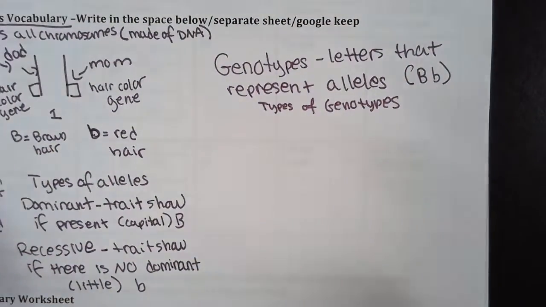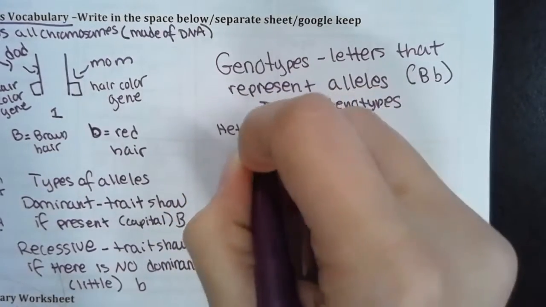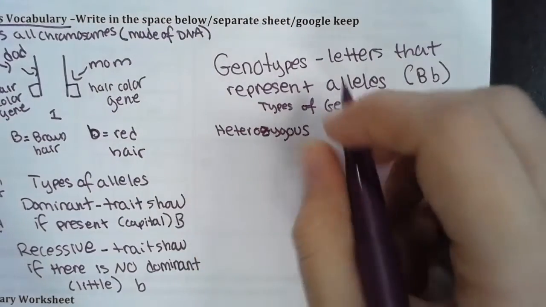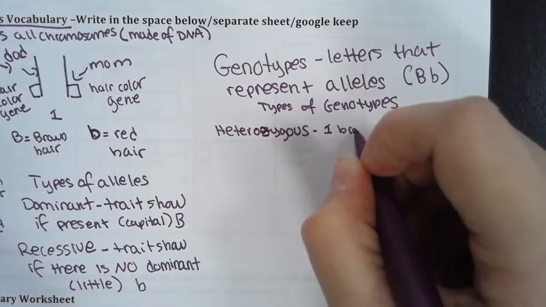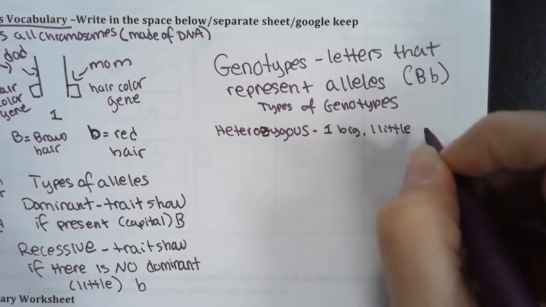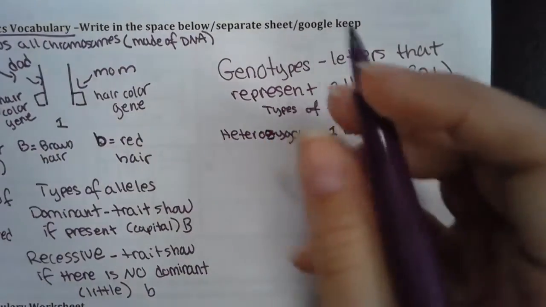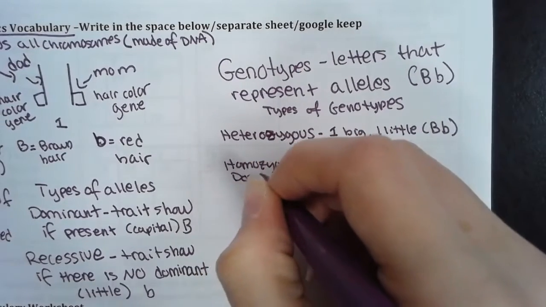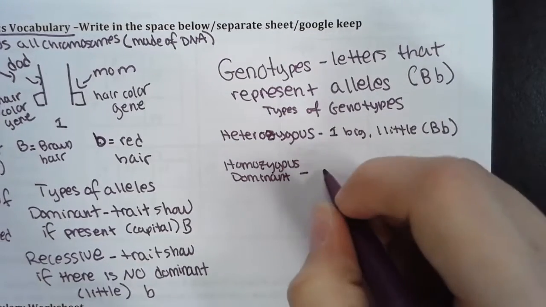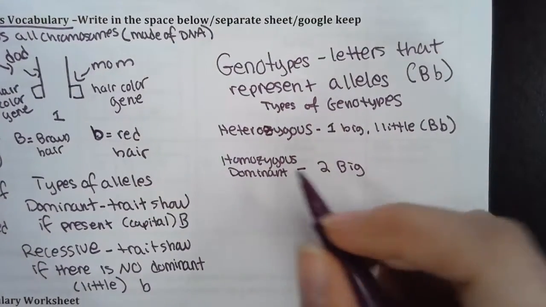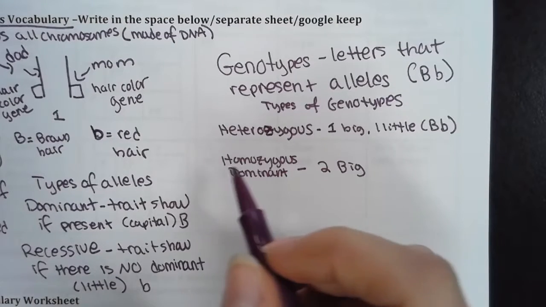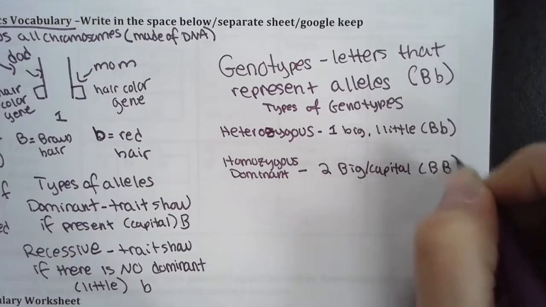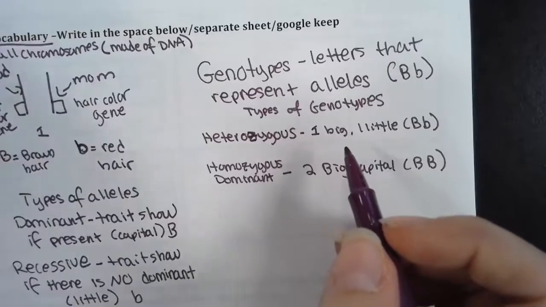There is a genotype that's called heterozygous. Wow, I can't spell. Heterozygous, this is a Z, by the way, I'm sorry. Heterozygous means that I have one big and one little, a mix, like big B, little b. Then I have something called homozygous dominant, which is when I have two big. Homo means the same, so I have two letters that are the same. Because it says dominant, I'm going to have two capital letters, or big B, big B. Heterozygous, hetero means different, so I have a mix of one big, one little.